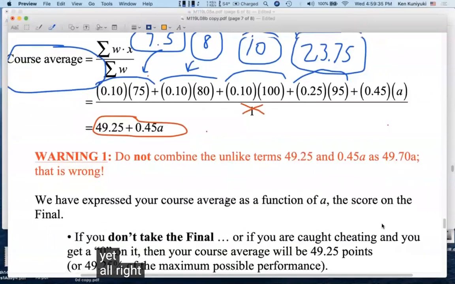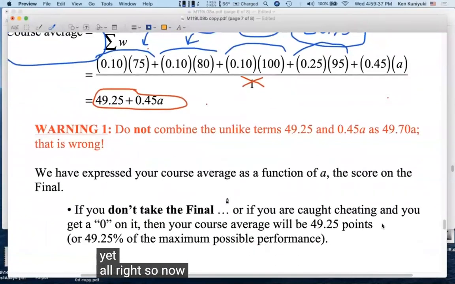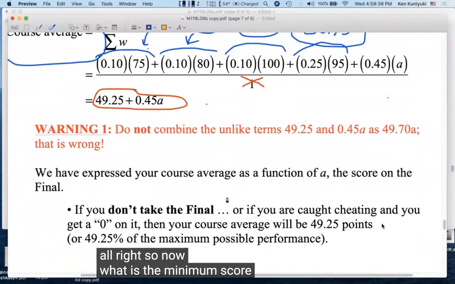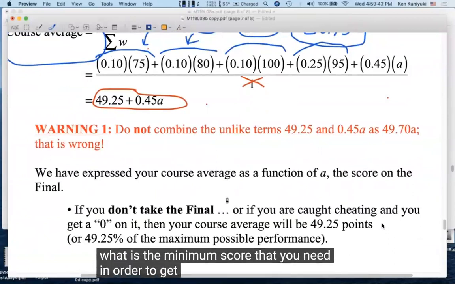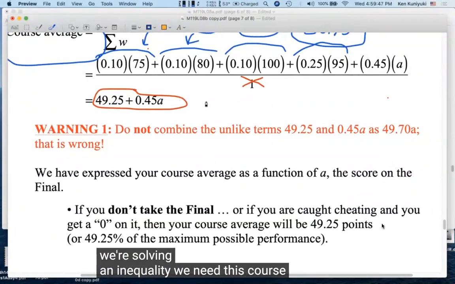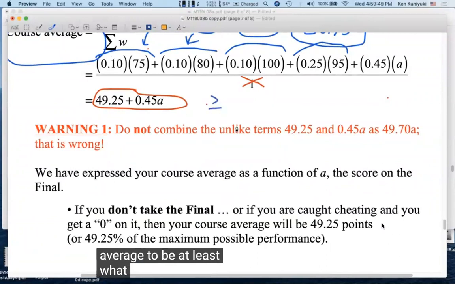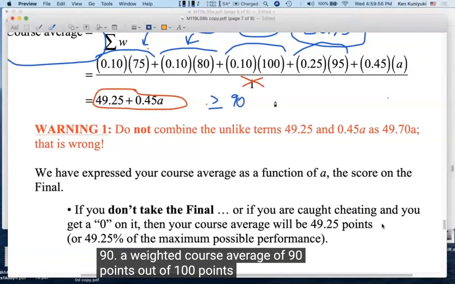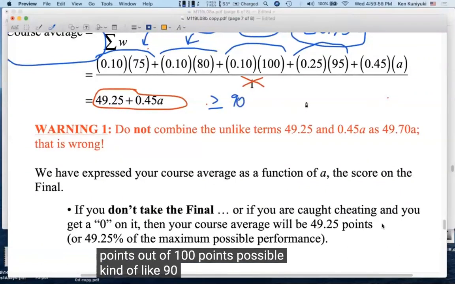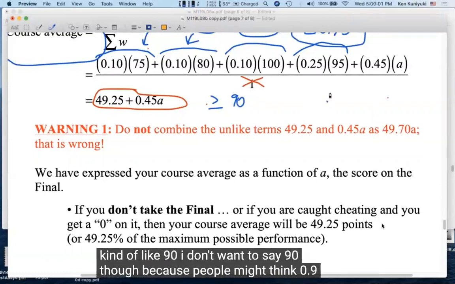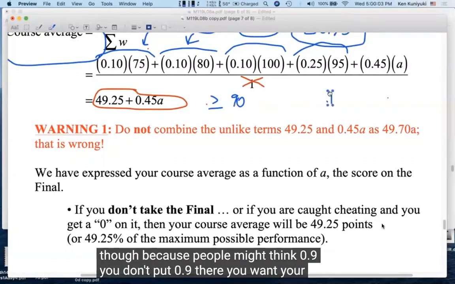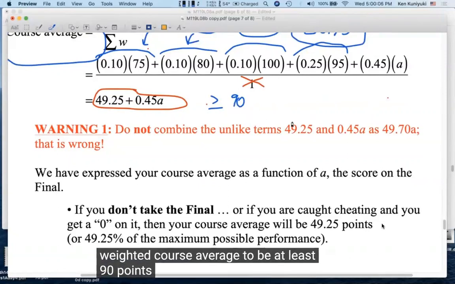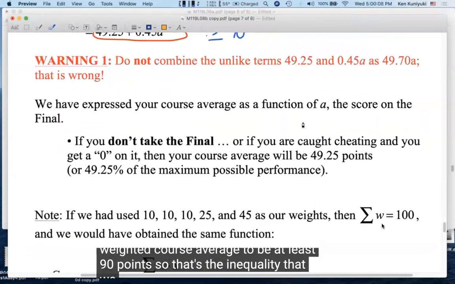All right. So now, what is the minimum score that you need in order to get an A in the class? Really, we're solving an inequality. We need this course average to be at least what? At least 90. A weighted course average of 90 points out of 100 points possible, kind of like 90%. I don't want to say 90% though, because people might think 0.9. You don't put 0.9 there. You want your weighted course average to be at least 90 points. So that's the inequality that we solve.